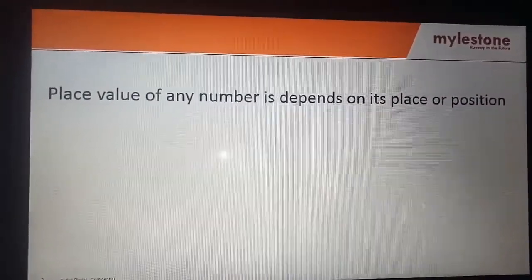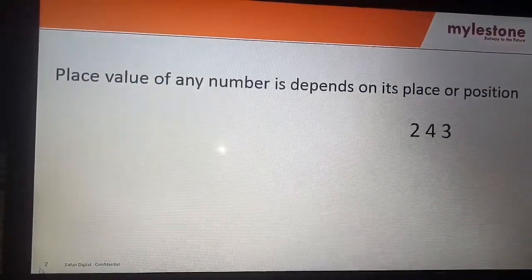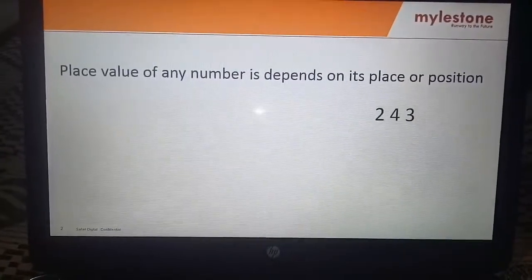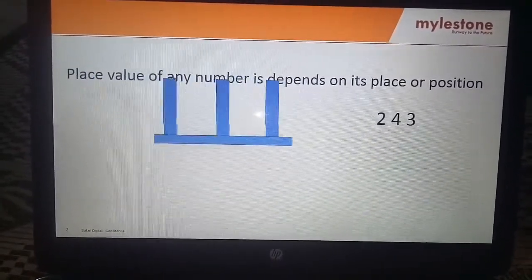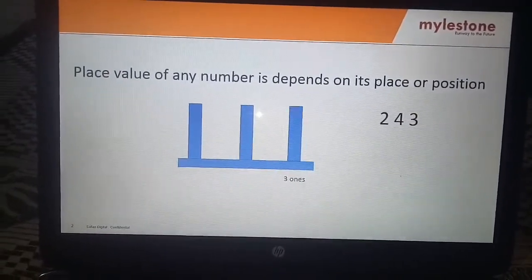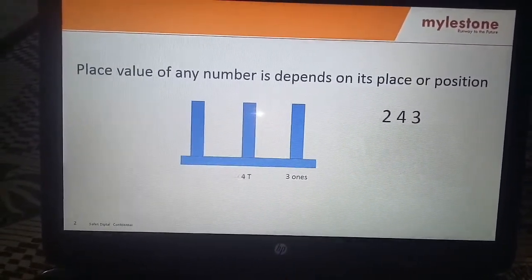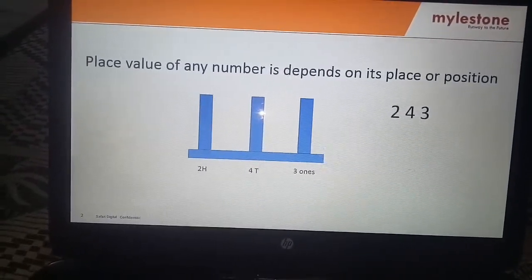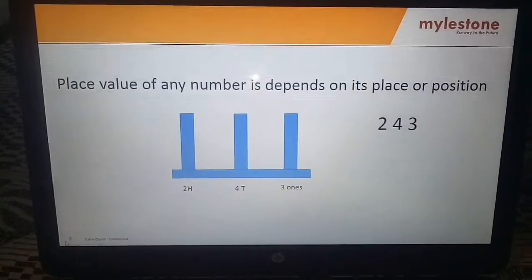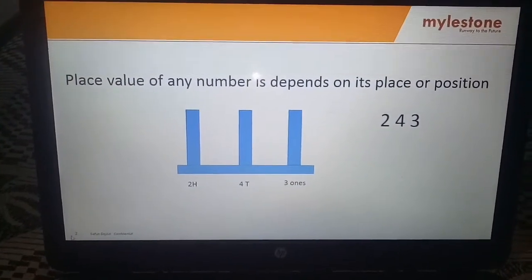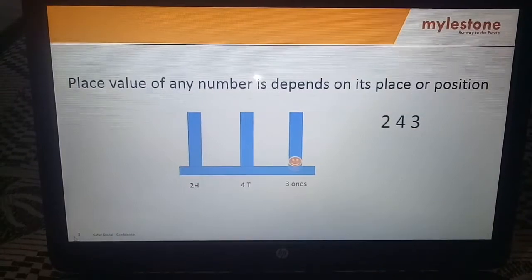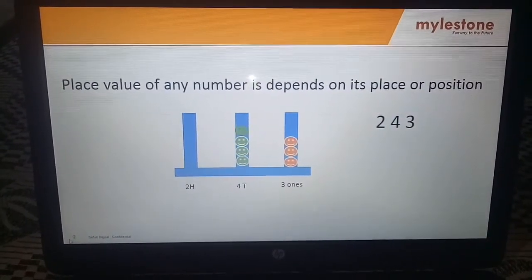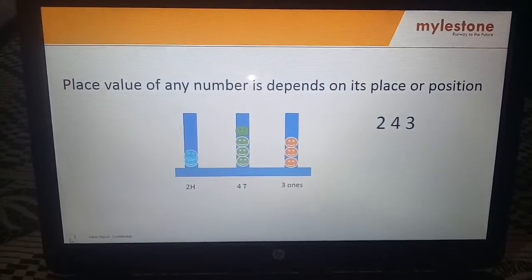Let us consider any number. So we consider the number 243. For 243, 3 is at the ones place, 4 is at the tens place and 2 is at the hundreds place. 3 is at the ones place, that means we have to put 3 smileys on 3. Similarly, for 4 put 4 smileys and for 2 put 2 smileys.